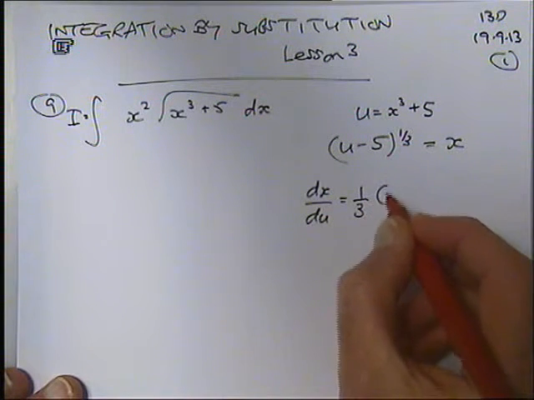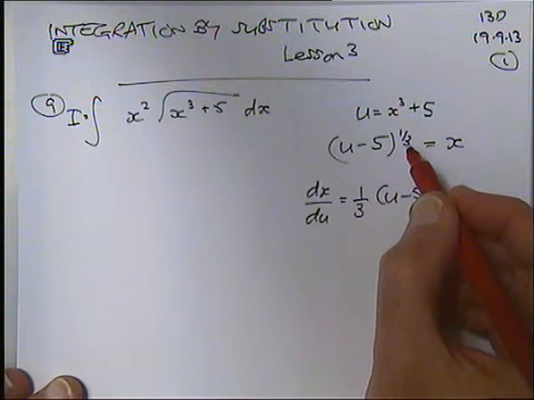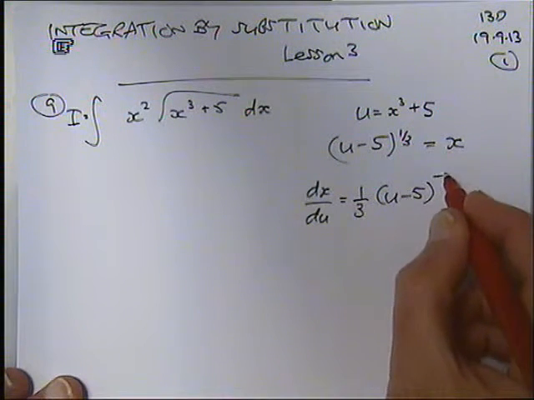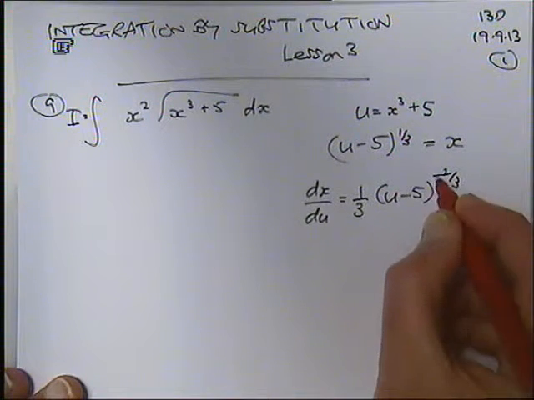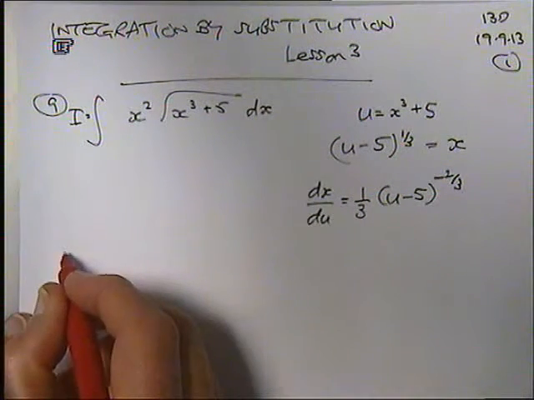Leave the bracket the same. Bracket the same. And take 1 from the power. Yeah, take a whole 1 from the power. So a third take away a whole is minus 2/3. And at that point, you see if you can rewrite the question.